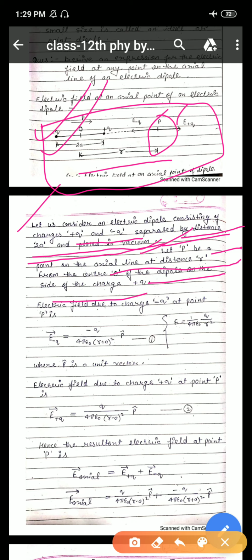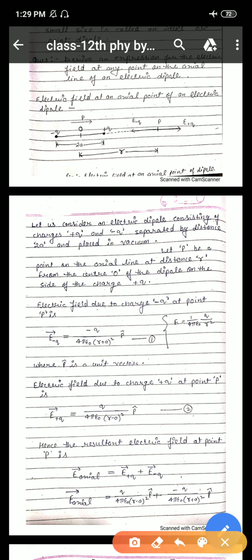Here this one is the plus charge q, so we are taking point P on the side of the positive charge. Is it clear, student? Now we have to calculate the electric field due to minus q and due to plus q. After that, adding both of them, we get the electric field at point P.